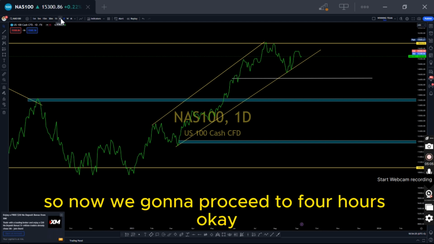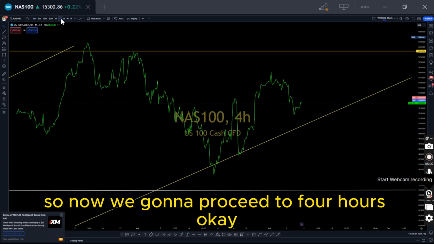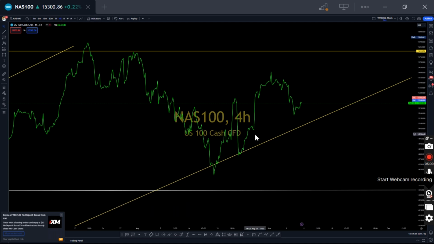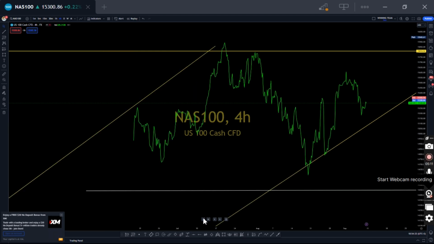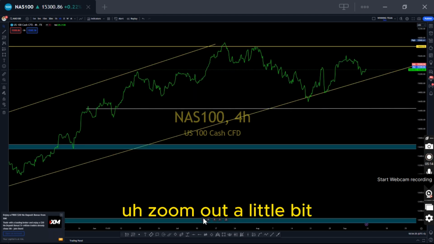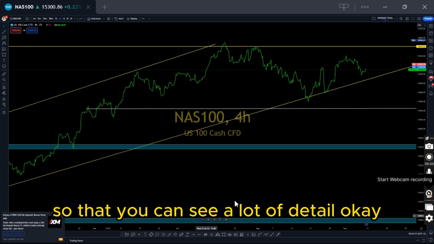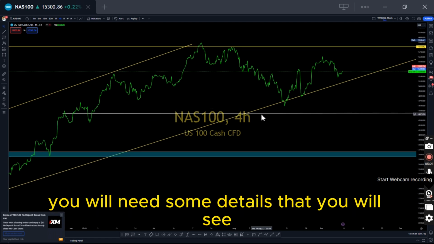Now we're gonna proceed to 4 hours, from daily to 4 hours. Because we are on 4 hours, guys, you will need to zoom out a little bit so that you can see a lot of detail. You will need some details that you will see.